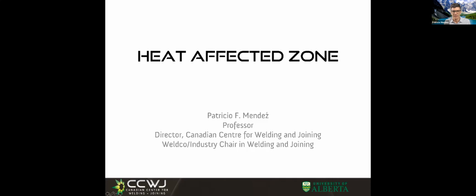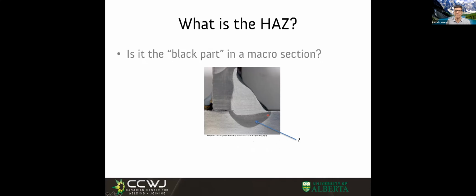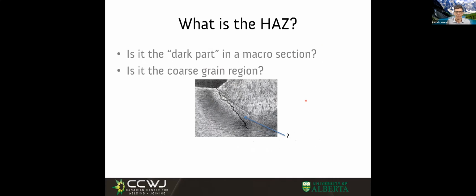All right. So what is this heat affected zone I'm talking about, and you might have heard so many people talk about? Here we have a cross section of a weld, and when you etch it, you see something black there. Maybe that's a heat affected zone. Here's a crack, not pretty. And the crack is going through kind of a coarser grain there. So is that the coarse grain region you might have heard about? Is that the heat affected zone?